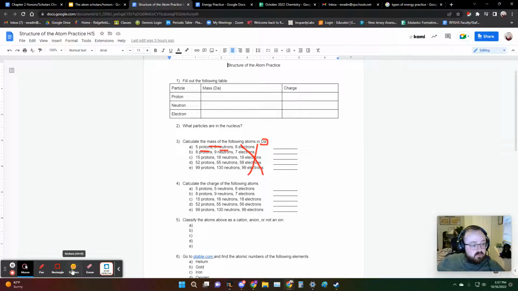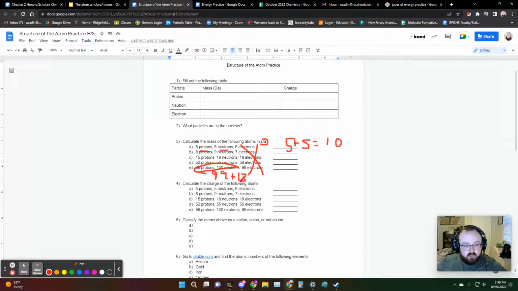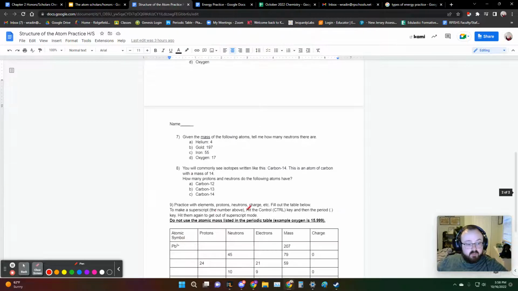If I erase here, we can see 5 protons plus 5 neutrons. This would just be 5 plus 5 gives us our mass of 10. We go to an example down here. 99 protons plus 130 neutrons. And this gives us 229 Daltons of mass. All right, so this is simple. You will get examples, especially when we go down here, where I give you the mass and I give you the protons, and you need to calculate the neutrons.